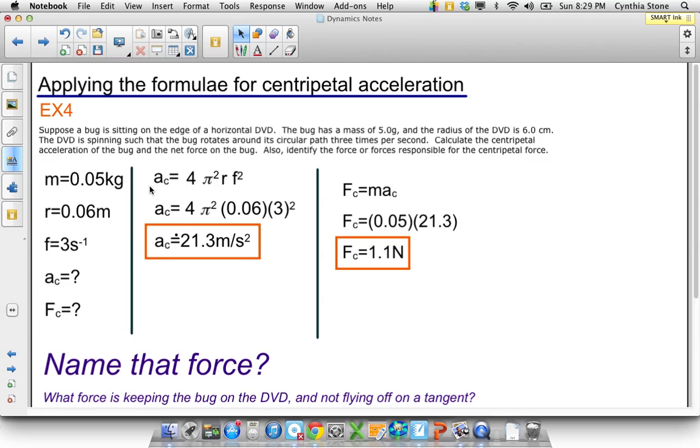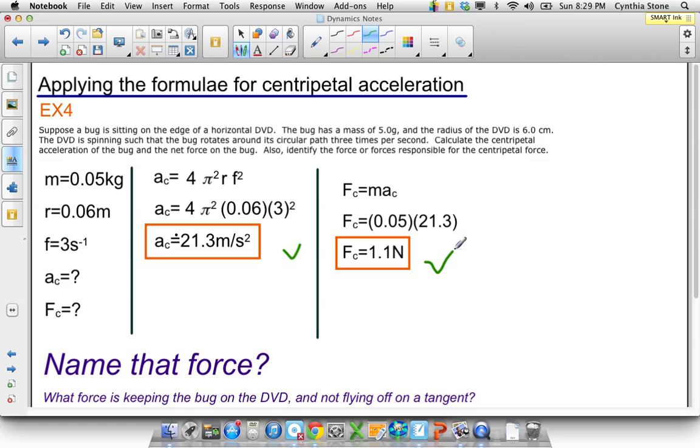So first of all, just apply the centripetal acceleration formula. Solve for a_c, given the radius and the frequency. So I know my centripetal acceleration. And then net force is just the centripetal force, okay? So it's the mass of the bug times the centripetal acceleration. That's pretty easy. And by the way, those are good answers. I'm going to check mark them because they're good ones.